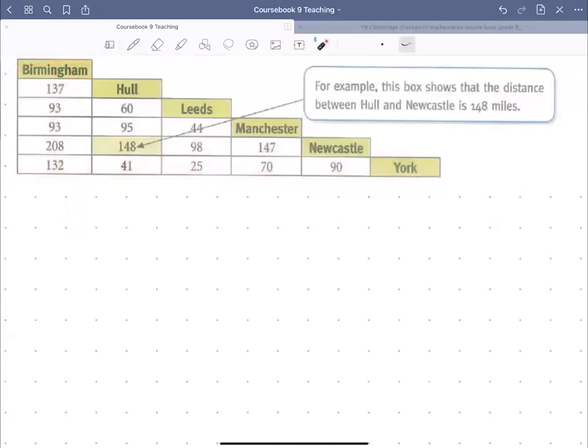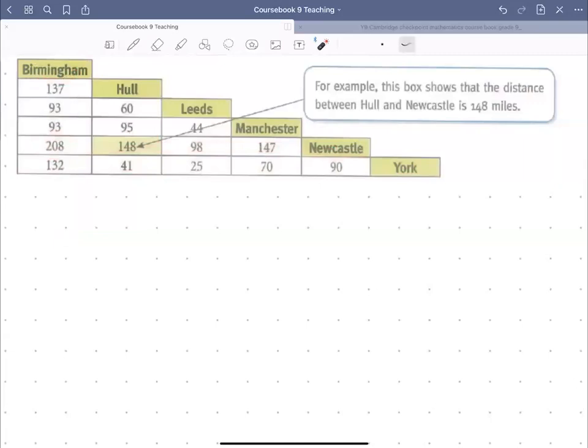All right, so the closest distance is from Leeds to York, which is 25 miles, and the furthest distance should be this 208. So in order to find out which two places are 208 apart, you just need to pull down Birmingham and then draw another line here to show the intersection. It's between Birmingham and Newcastle. That's how you read the table here.